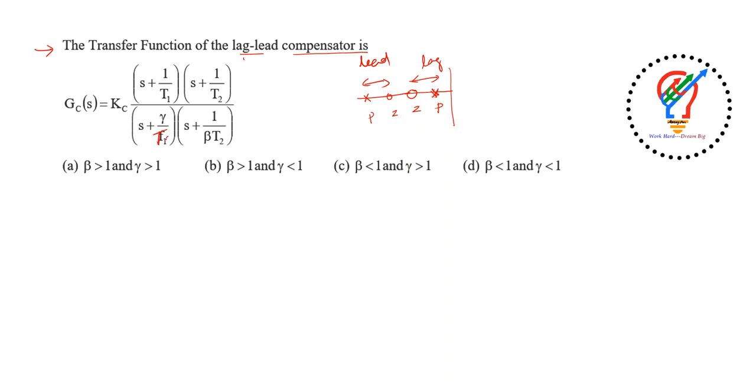Let me take T1 here. Now who is going to lead, and who is going to lag? This entire parameter is going to act as a lag compensator, and these entire parameters will act as a lead compensator. So I will draw the pole-zero diagram here, the S-plane diagram.